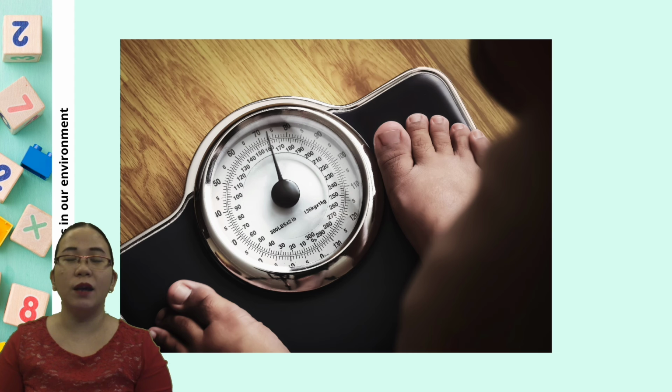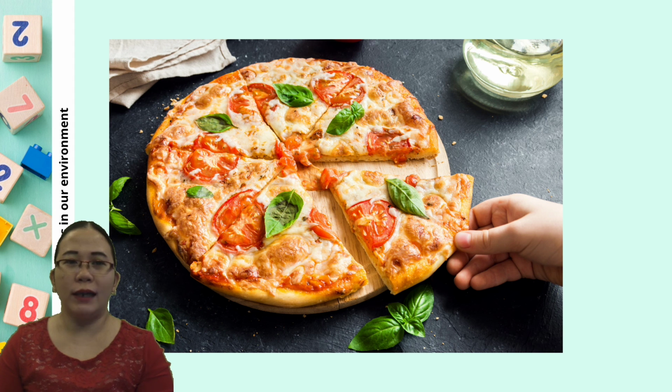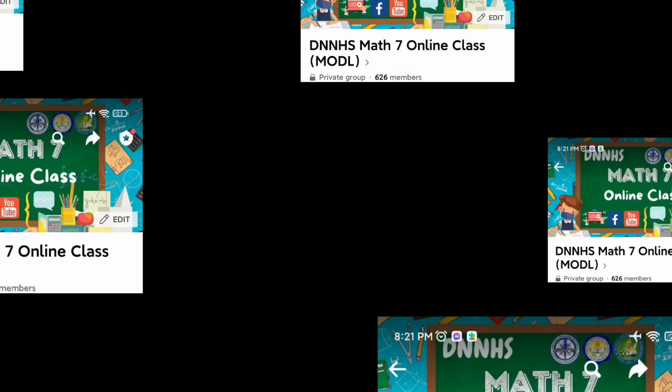Number 3, losing 3 kilograms in weight. Losing is negative and gaining is positive. Thus, losing means negative 3 kilograms or simply negative 3. Number 4, a slice of a pizza that is divided into 4 equal slices, which means 1/4. Kung 4 kayo nakakain nito, tig-1/4 kayo lahat. Then number 5, giving additional 10 points when joining the Facebook page of grade 7 math class. Additional means plus, so it means positive 10.